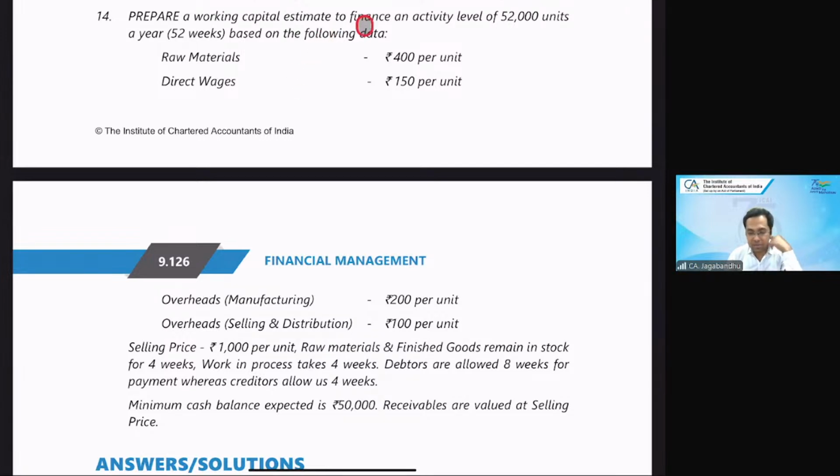Okay, so prepare a working capital estimate to finance the activity level of 52,000. Raw material is 400 per unit. Direct wages are given, overheads are given, overhead selling and distribution. Selling price is 1,000 per unit. Raw material and finished goods remain in stock for 4 weeks. Work in process takes 4 weeks. Debtors are allowed 8 weeks for payment, whereas creditors allow 4 weeks. Minimum cash balance is 50,000. Receivables: here they are clearly saying that receivables are going to be valued at selling price. Okay, receivables need to be valued at selling price.